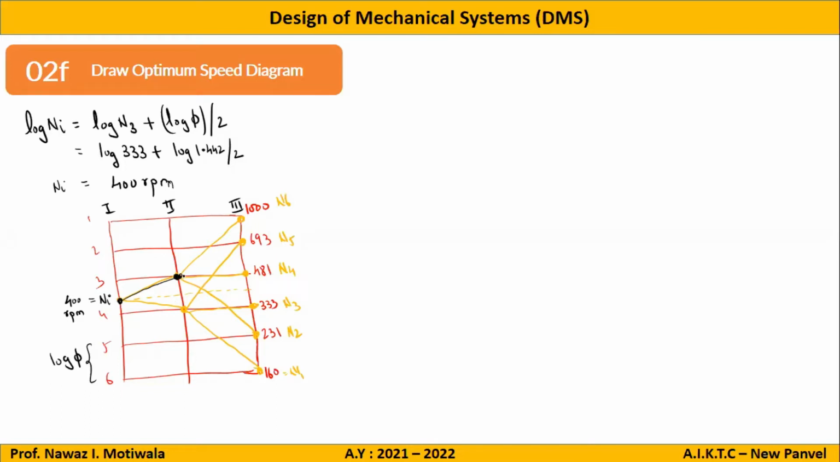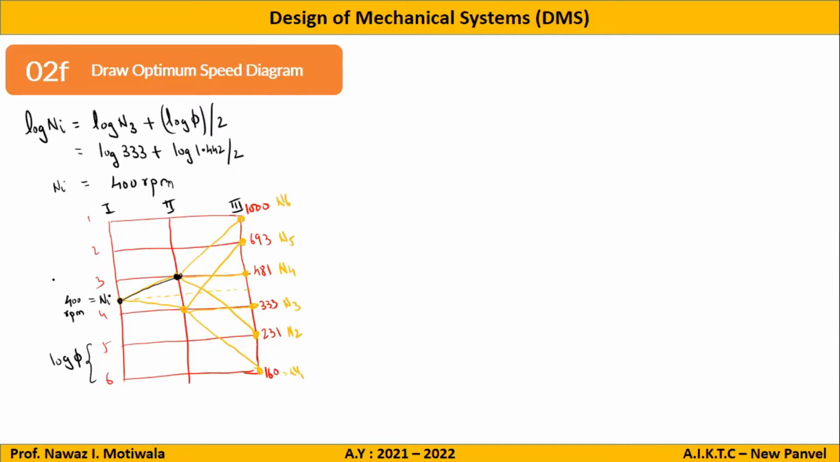Now when will this be obtained? Only when my input stays at 400. If I deviate from 400 at all, I will not be able to get this speed of 481. And if 481 is not obtained, forget everything ahead. So one change in the input shaft speed will not give me any output speed. So that is the importance of calculating the input shaft.